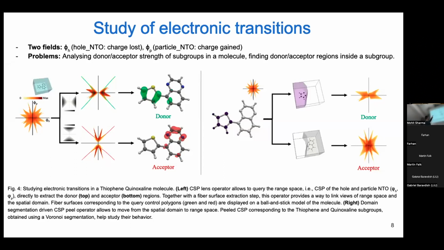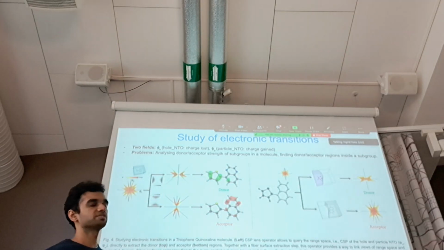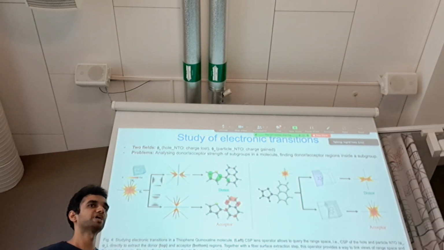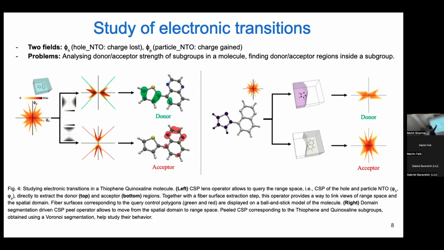We call them CSP lens operators. This operator is the donor operator. It will just extract regions where charge lost is more than charge gained. We get a scatter plot, and in the same way we get a scatter plot for the acceptor.